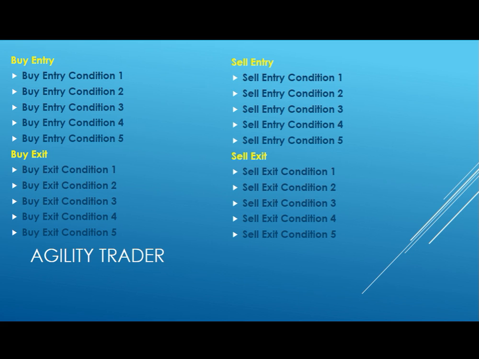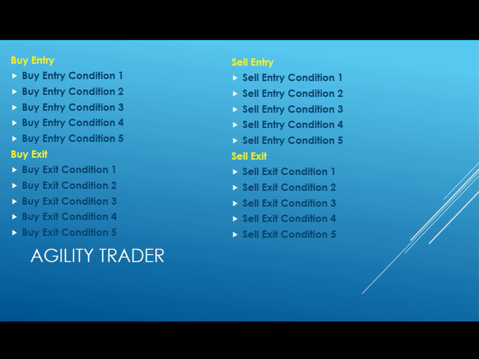The structure of the Expert Advisor itself is divided into 4 sections. You have the buy entry, buy exit, sell entry and sell exit, and within each type of trade there are up to 5 conditions which can be specified. These conditions don't have to even be the same time frame, they can be a different time frame, and there are a number of connectors to join the conditions together.